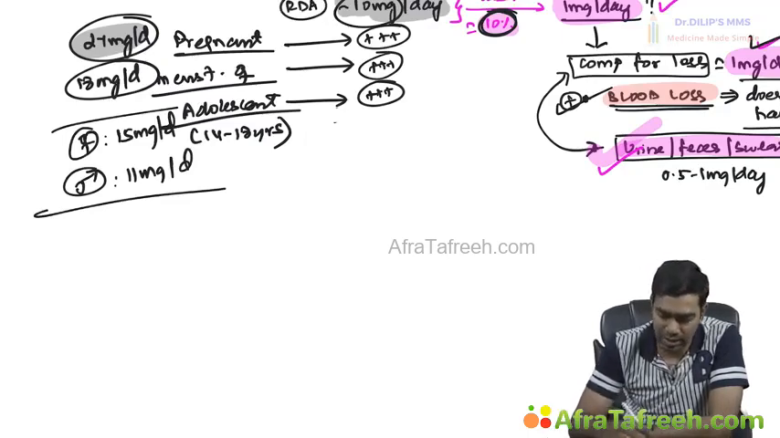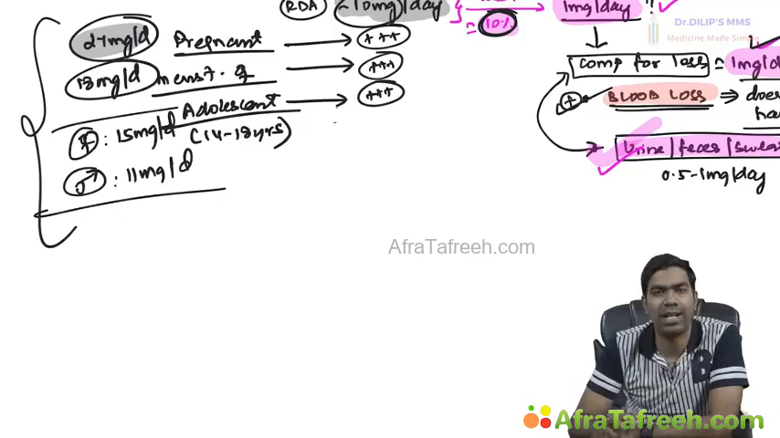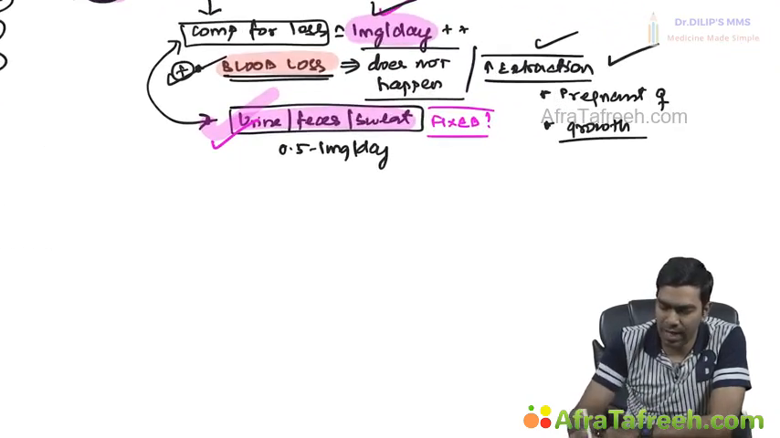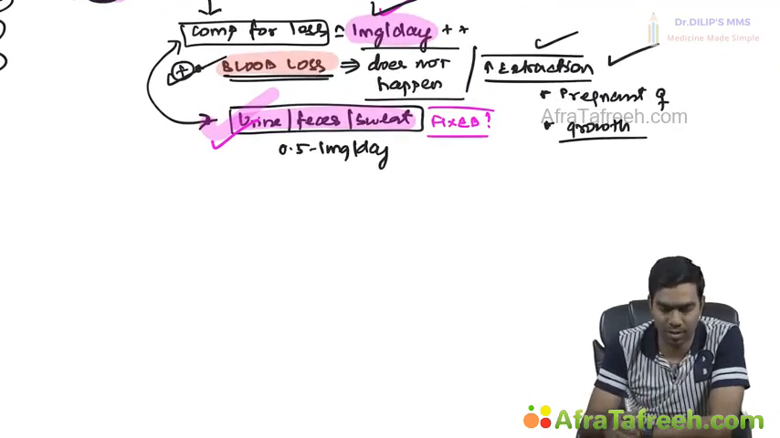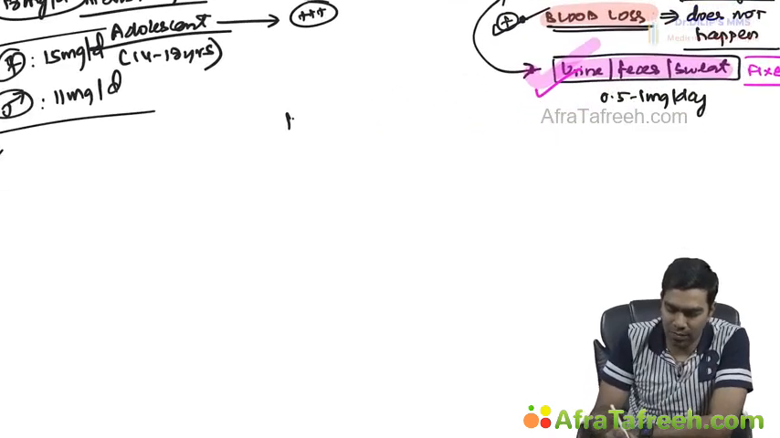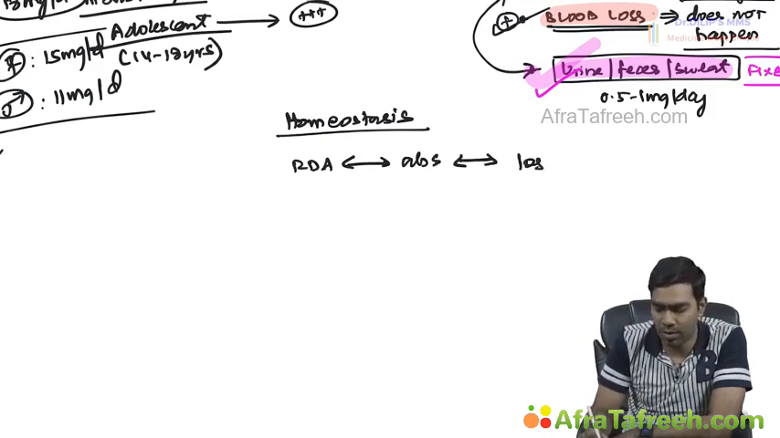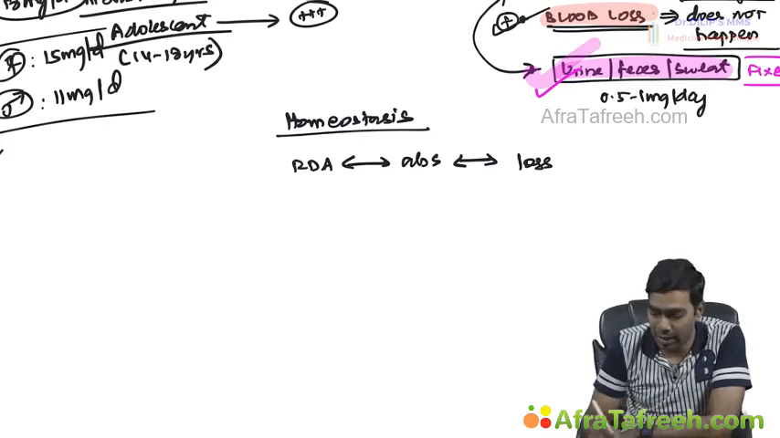So these are the three areas that you have to remember where you need an extra RDA to compensate for the extra extraction and extra losses. Which means in normal homeostasis, your RDA is in equilibrium with your absorption, which must be in equilibrium with losses. I am not telling you RDA is equal to absorption.